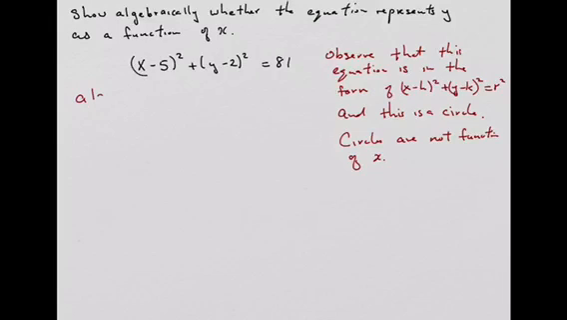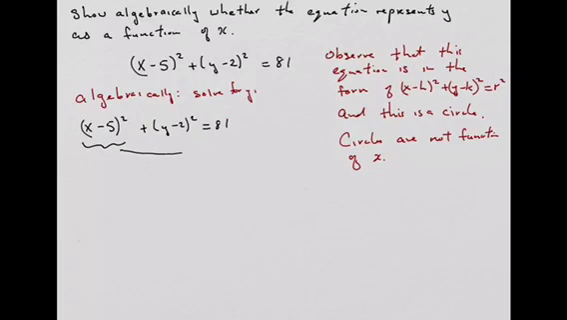Algebraically, what we'll do is solve for y. If we have x minus 5 quantity squared plus y minus 2 quantity squared equal to 81, we'll move all of the x to the other side. Then we have y minus 2 quantity squared equal to 81 minus the entire parentheses, and we don't care to expand it. Now to get rid of the square, we take the square root of both sides.